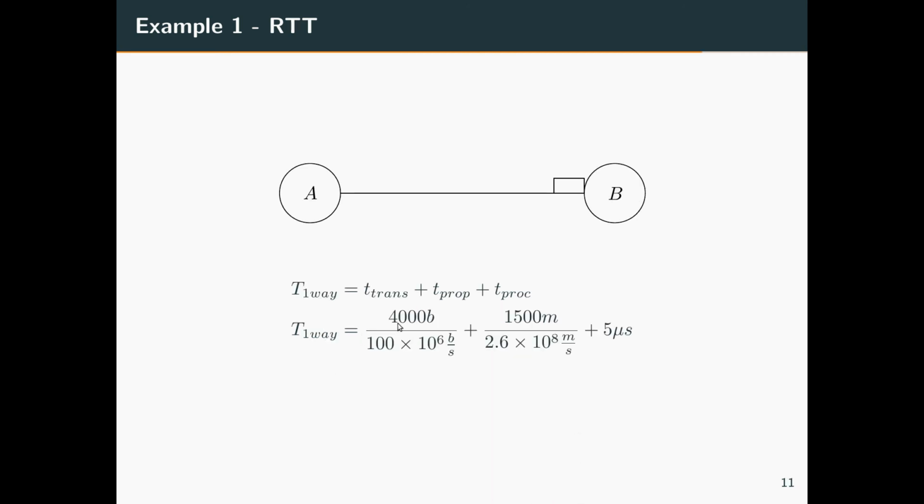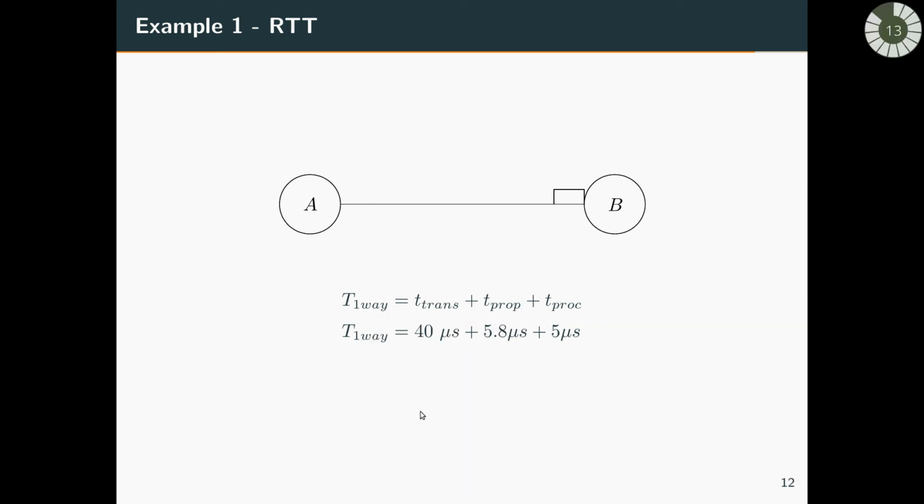So the transmission time is the size of the packet divided by the data rate, plus the propagation delay, which is the distance it must travel over the speed that it will travel at. Then we'll add the arbitrary 5 microseconds for processing. Just to check that our dimensions are okay, we want units of time. Bits over bits per second gives me seconds. Meters over meters per second gives me seconds. So I know that this at least looks dimensionally correct. Finally, we say that the one-way time is 40 microseconds plus roughly 5.8 microseconds plus 5 microseconds for processing.